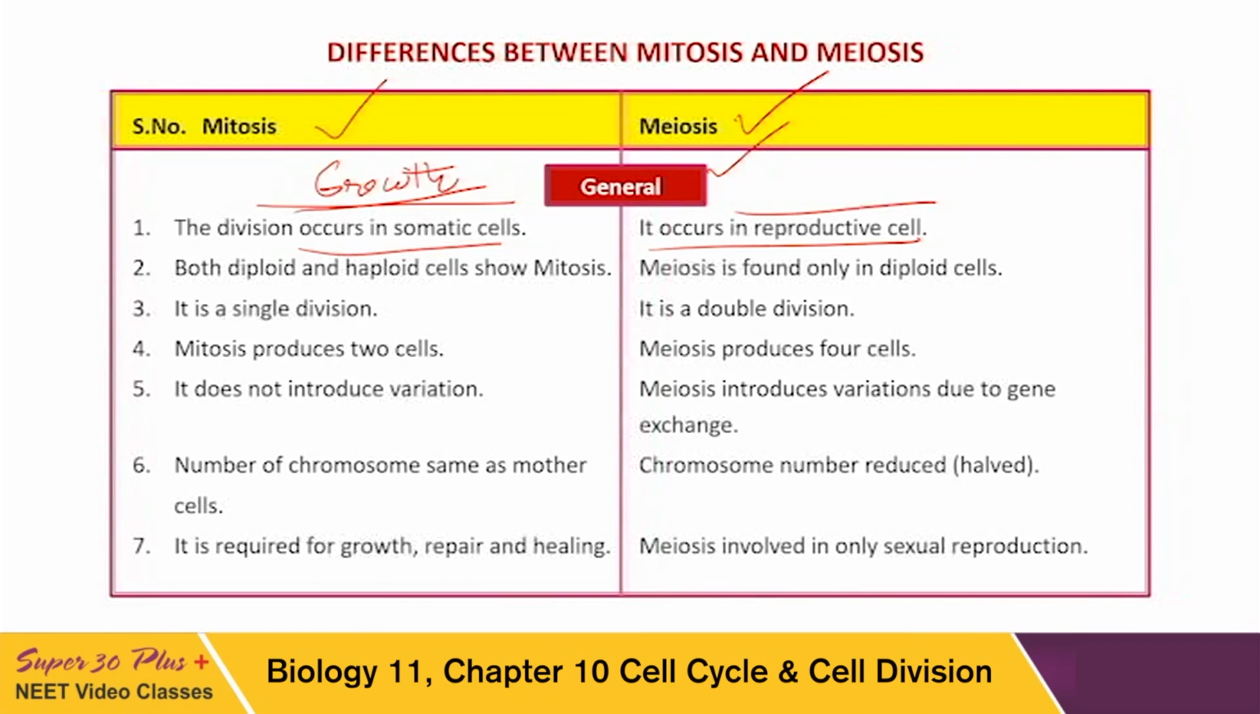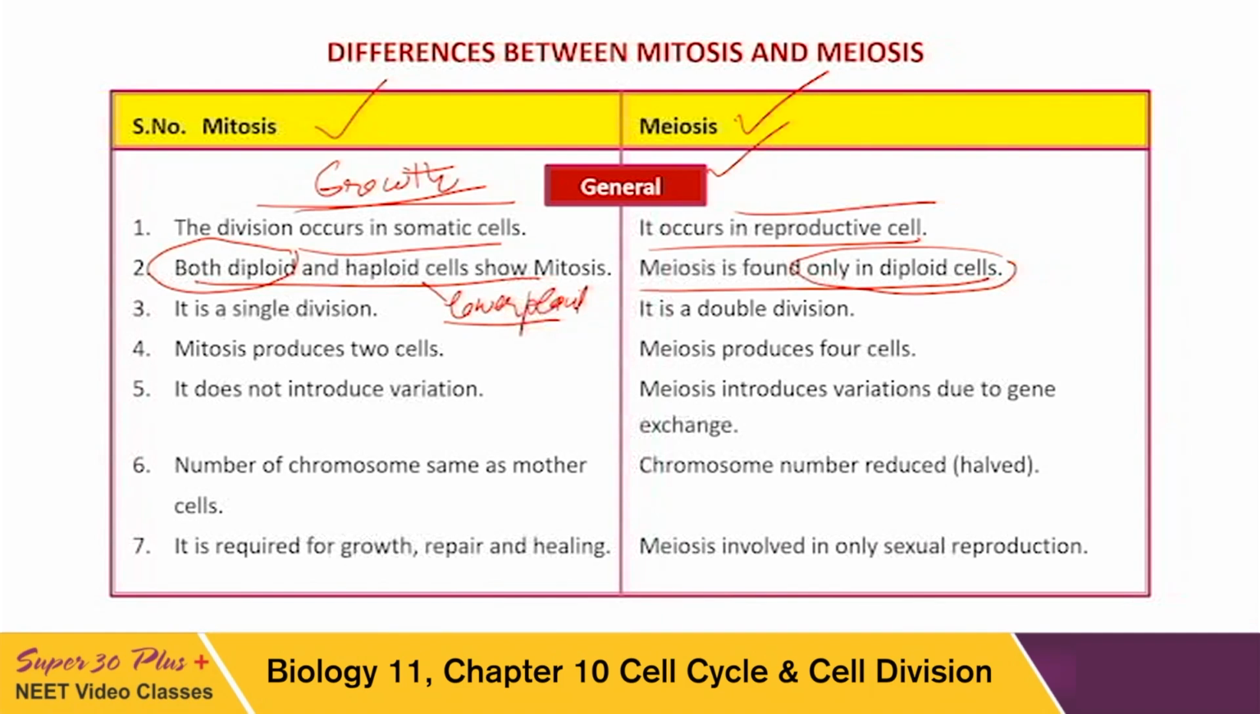Mitosis is found in diploid and haploid cells, but it is most common in diploid. It is also found in haploid, as I told you right now, in the case of lower plants. Yes, mitosis will occur in a haploid cell, but meiosis is always found only in diploid cells. Okay. Come to the next now.